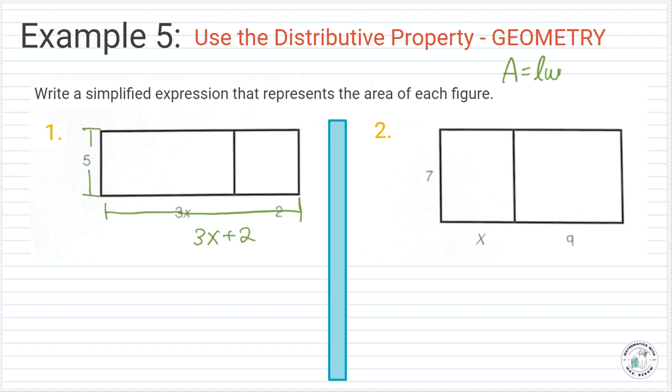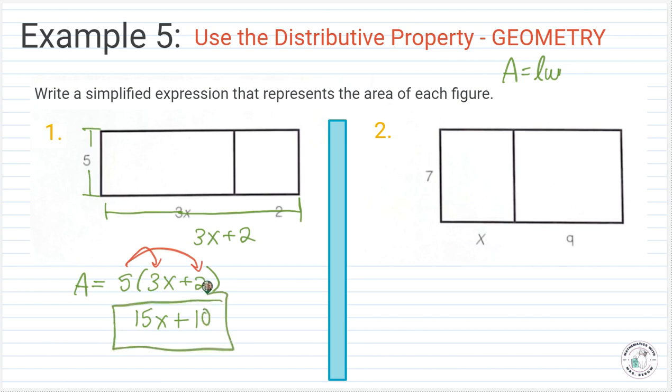Now to write this simplified expression that represents the area, well, we just said area is equal to the length times the width, right? So we're going to be doing 5 multiplied by the 3x plus 2. Now we can't leave our answer as 5 multiplied by the quantity of 3x plus 2 because again, that's not simplified. There's parentheses involved there. So we're going to multiply this out by doing 5 times 3x and 5 times 2. So 5 times 3x will be 15x. Bring down my plus sign. 5 times 2 is 10. And that is the expression for the area of that figure on the left.